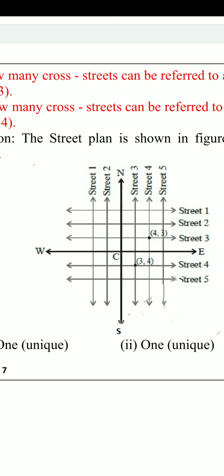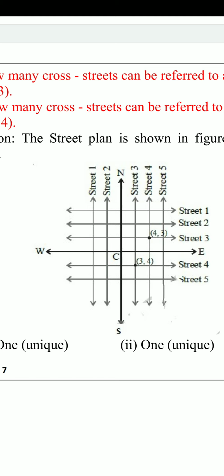Now 5 streets are given: street number 1, 2, 3, 4, 5 parallel to the north-south direction, and street number 1, 2, 3, 4, 5 parallel to the east-west direction. Any number of streets you can draw on either side: one side 2, other side 3, or one side 3 and other side 2, or one side 4, other side 1, like this. It depends on us.